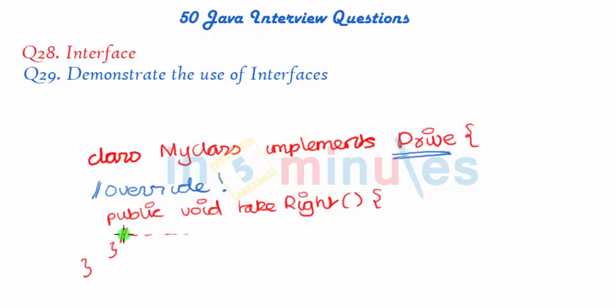So this is the point and this is the purpose of interfaces. Of course, it does provide us with multiple inheritance, but primarily this is what interfaces are used for.